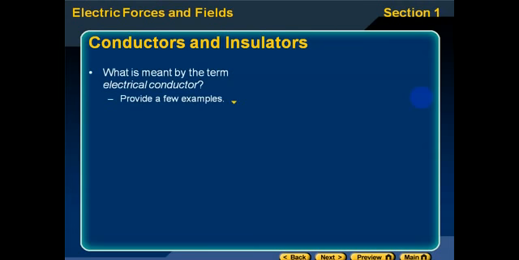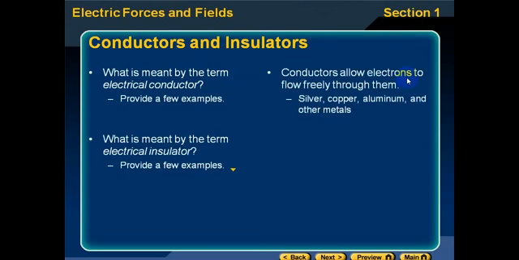What is meant by the term electrical conductor? Provide a few examples. I'm sure that all of you know what an electrical conductor means, and you can also give examples. Conductors allow electrons to flow freely through them, such as silver, copper, aluminum, and other metals.